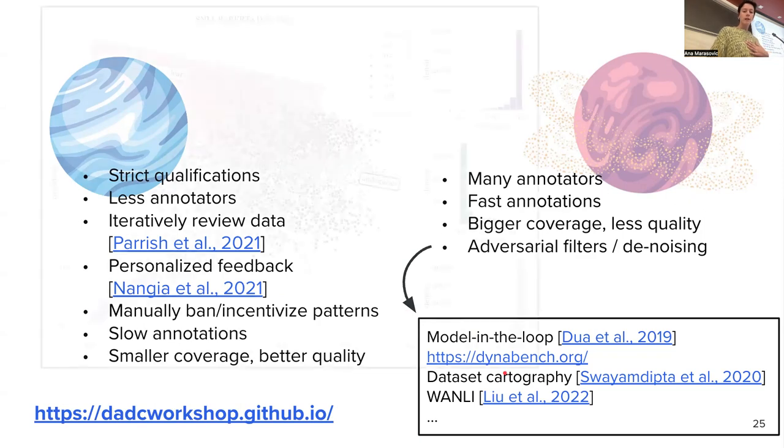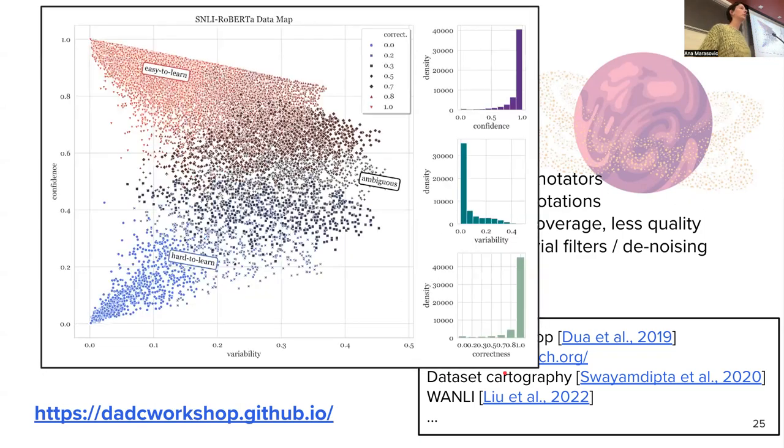There is also something called dataset cartography, where you take a model, you train it on your data, and you deploy certain measurements such as the model confidence and others. And they propose a way to combine those statistics to map your dataset into easy, hard, and ambiguous examples. And you can use this to produce a dataset that's going to be challenging for the current models.